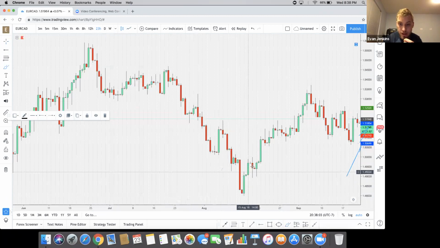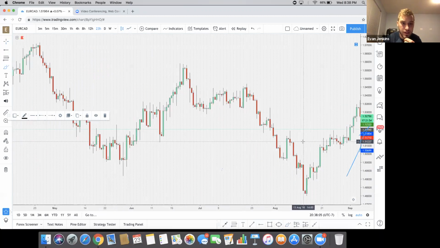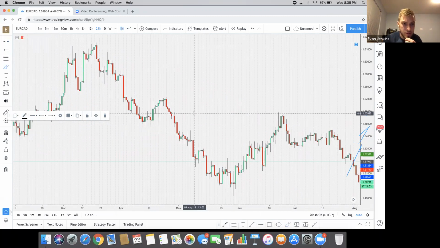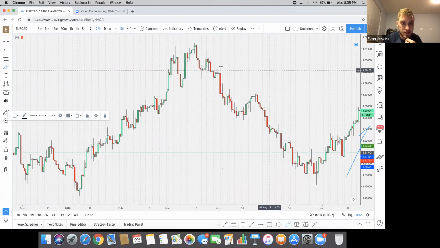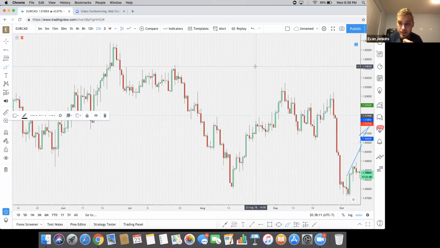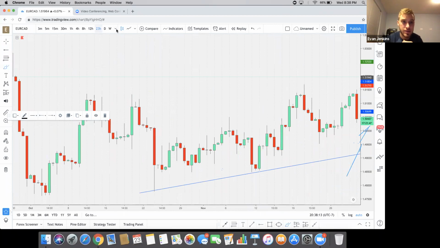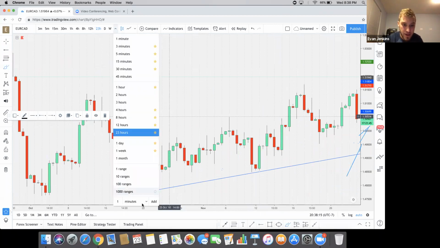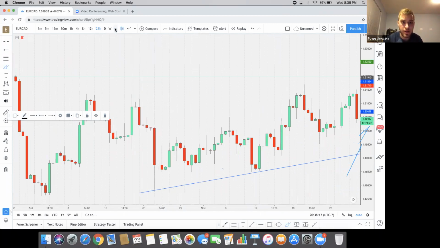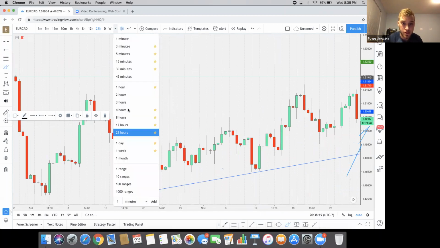It's just really flowing, and it's a little bit more noticeable in some other pairs. I've been messing around with the 23 chart, and if you get the chance, mess around with it too. All I did was go down to this little arrow right here on TradingView and drop that down. You can actually pop in whatever you want.